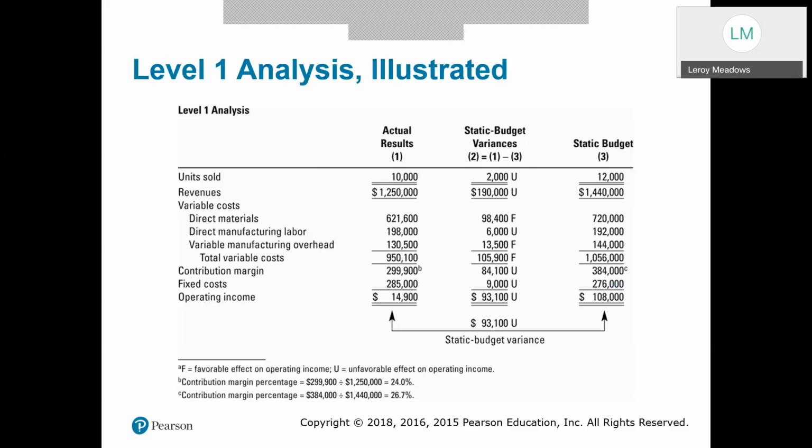Now what I want to do is take the net effect of the variance of revenue, direct materials, direct manufacturing labor, and variable manufacturing overhead to get my contribution margin static budget variance. And from that static budget variance for contribution margin, I'm going to subtract out my fixed costs static budget variance, and that will give me my total static budget variance of $93,100.